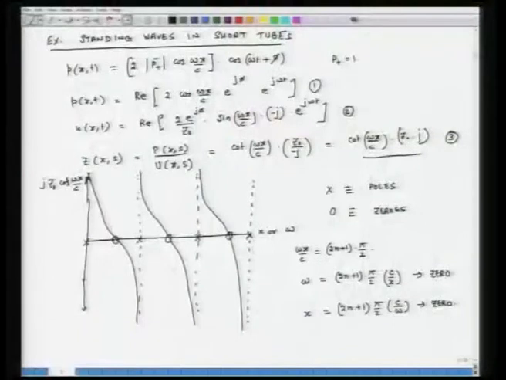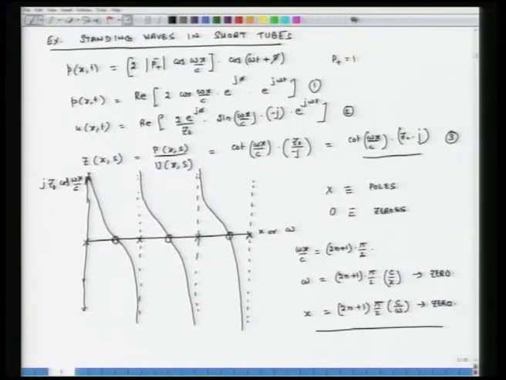The condition for a pole would be that this term omega x over c has to be an integral multiple of pi. So, it could be 0, pi, 2 pi, 3 pi and so on and so forth.